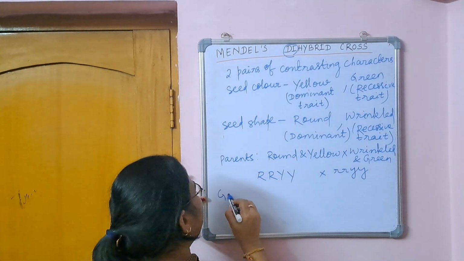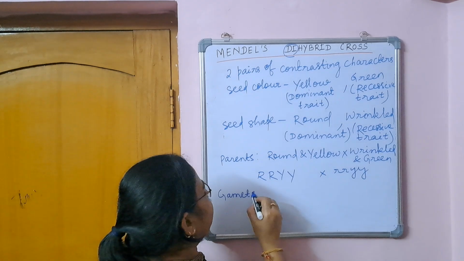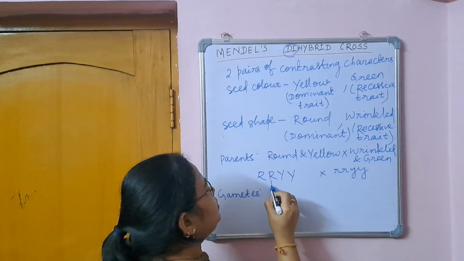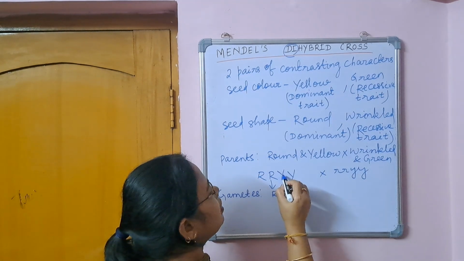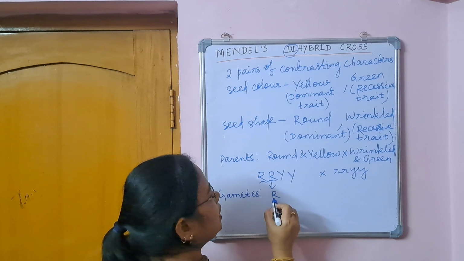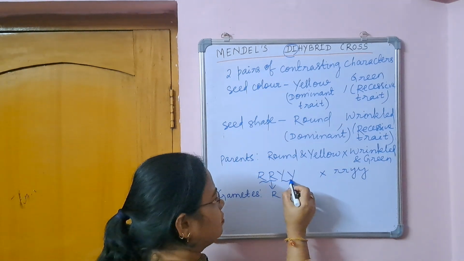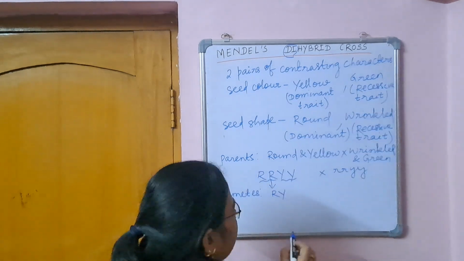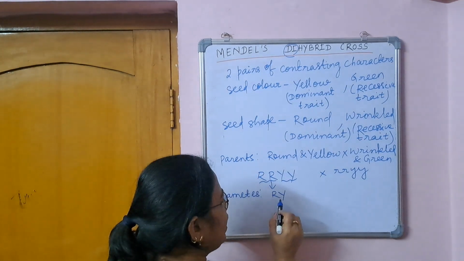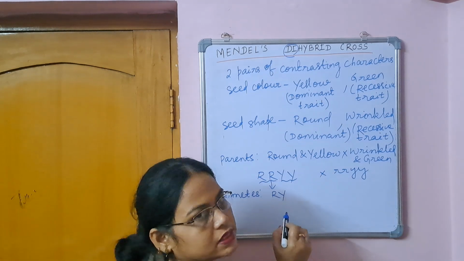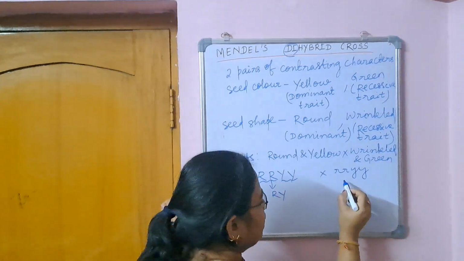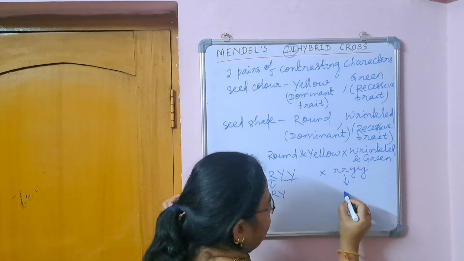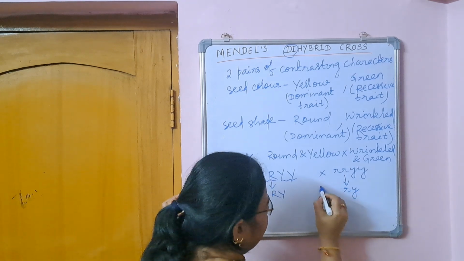Now let us take the gametes. The gametes will be haploid. From each pair half will be passing. From this capital R it will be R, and from capital Y it will be capital Y. So the gamete combination for the first parent is capital R, capital Y. For the other parent it will be small r, small y.